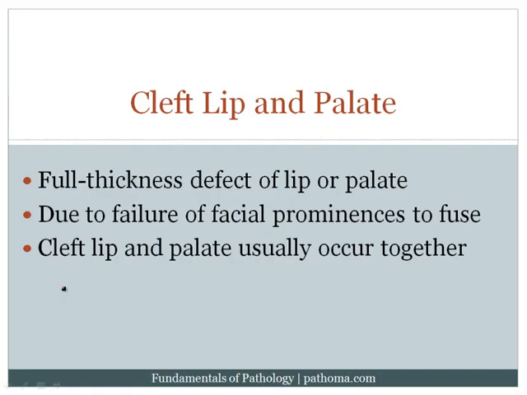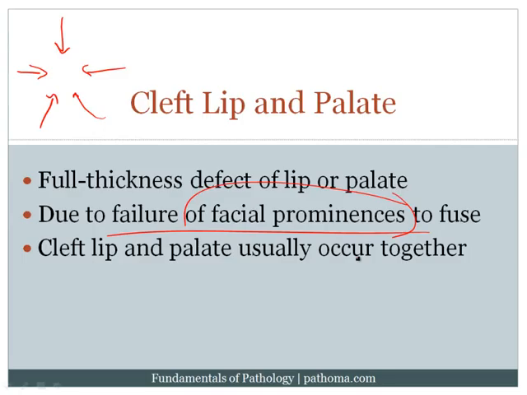Now remember that the way by which the face forms is that you have this prominence that grows from the top, and then two that grow from the side, and two that come from up above. And all of these five prominences, they fuse, and that eventually leads to formation of the face. So if there's failure of those prominences to fuse, that can result in cleft lip and palate. And so the high yield here is the fact that there's this embryology tie-in, so I would remember that the facial prominences are very important in this particular disorder.